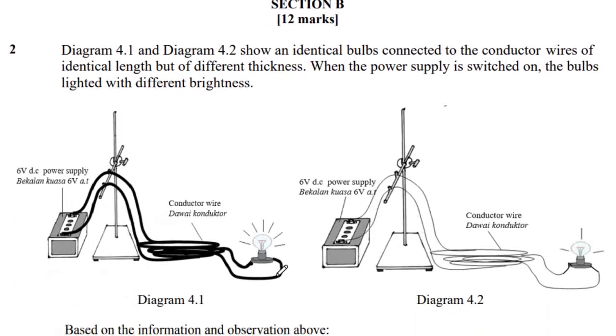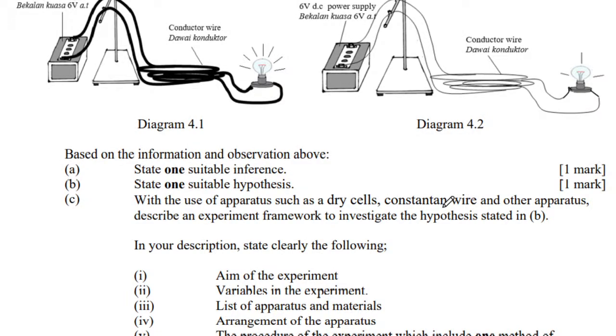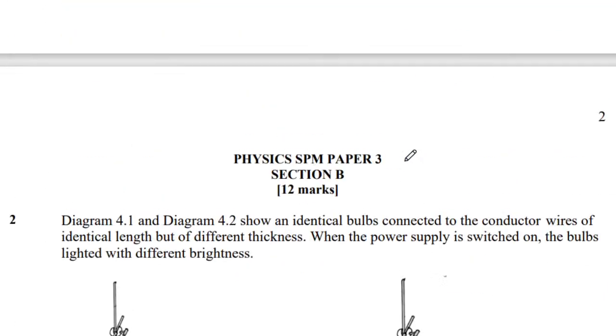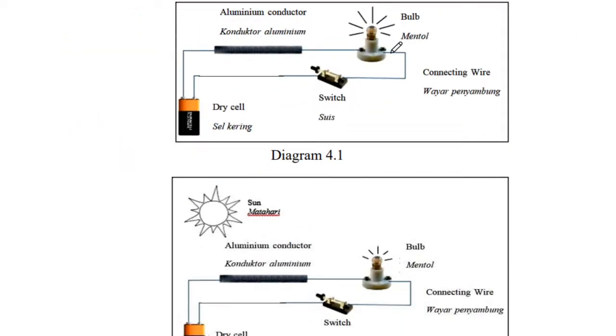Alright, so look at this. This is another diagram showing a light bulb connected to conductor wires of identical length but different thickness. When the power supply is switched on, the bulb lights with different brightness. You can see, right? So here you can see the thickness of the wires is not the same, and the brightness of the bulb is also not the same. In terms of apparatus and material, the pattern of the question is the same lah. Just now this one was temperature and brightness.